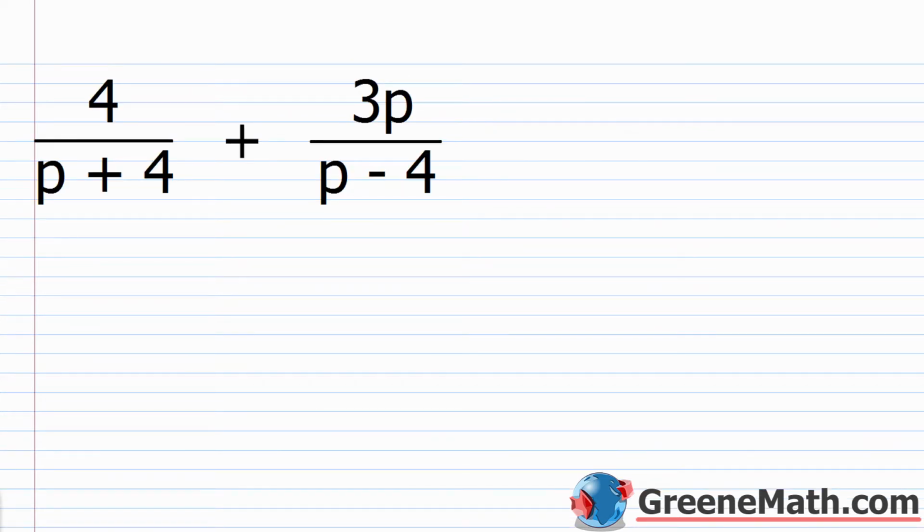All right, so let's look at one where there's not a common denominator. We'll start out with something pretty simple. We have 4 over (p + 4) plus 3p over (p - 4). So before we even do this, let's just think about two fractions for a second. Let's say I had something like 1/3 plus, I don't know, let's say 2/5.